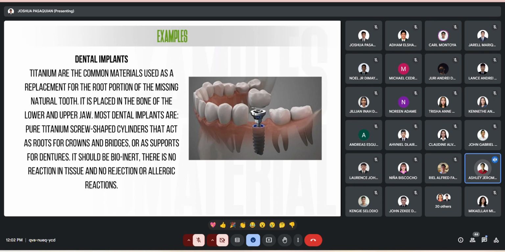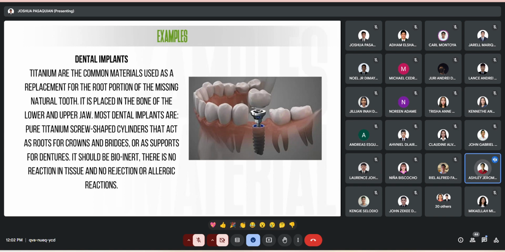Titanium is the common material used as a replacement for the root portion of the missing natural tooth. It is placed in the bone of the lower and upper jaw. Most dental implants are pure titanium screw-shaped cylinders that act as roots for crowns and bridges or as supports for dentures. It should be bio-inert. There is no reaction in tissue and no rejection or allergic reactions.